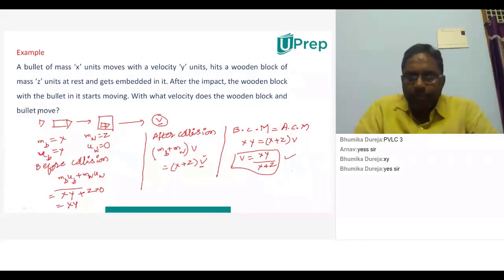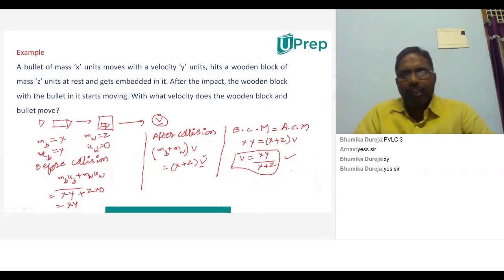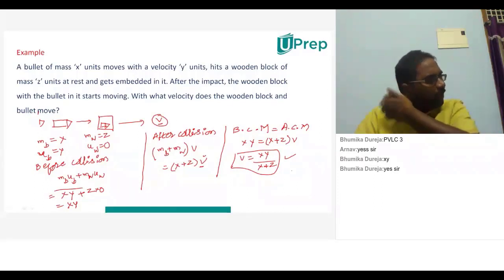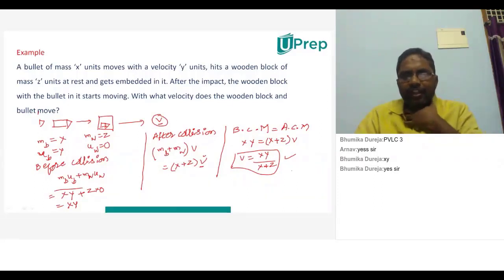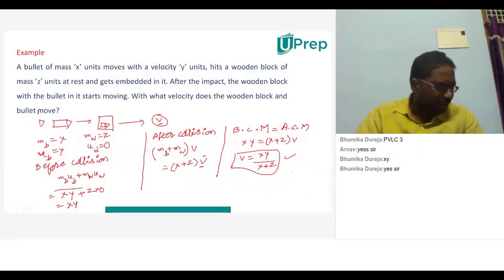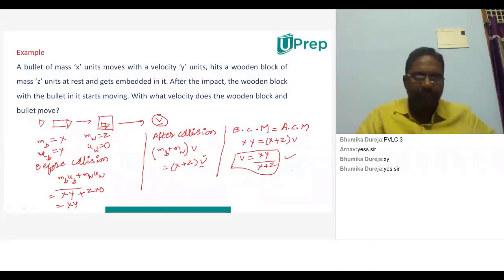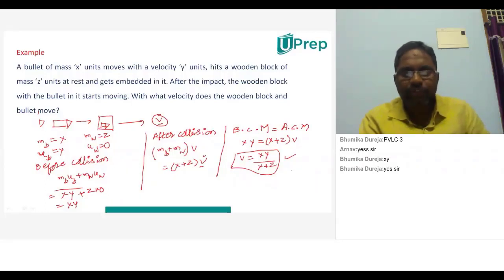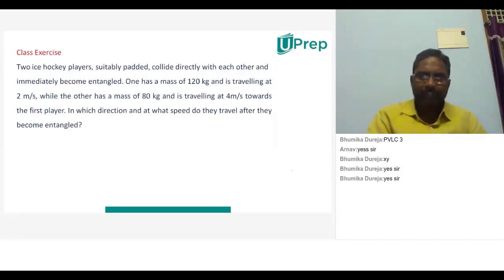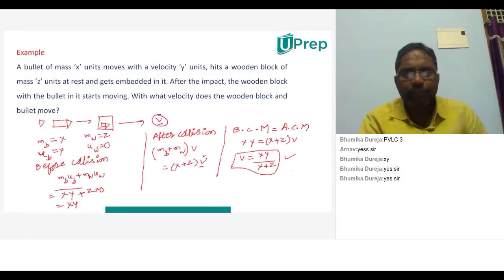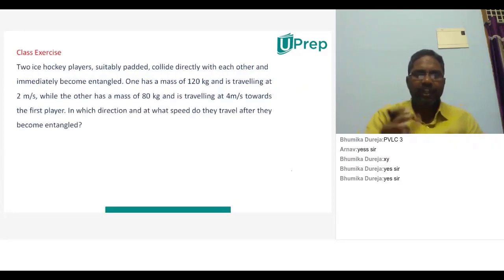Okay. Is it clear, Arnav? v is equal to xy by x plus z. Yes, sir. Right. And with the same logic, I am giving one problem, and you have to find the answer. Arnav, Bhumika, maybe you are listening, but I can't see your messages here as I'm having some problem with this particular device. I hope you are seeing it. I'll try again. But you find the next question. One question I am giving, the same question but with numericals. Try to solve it and tell me the answer.